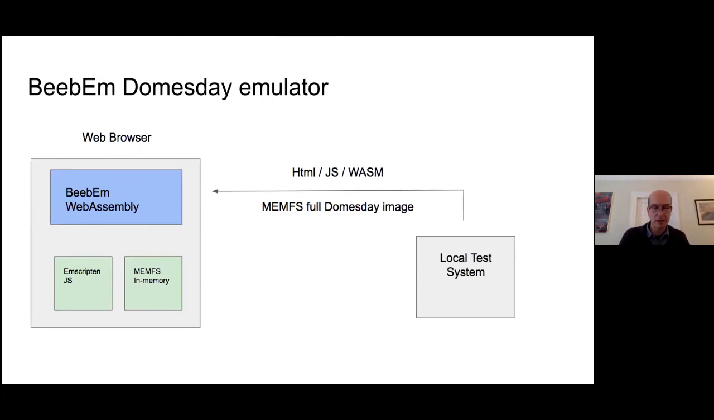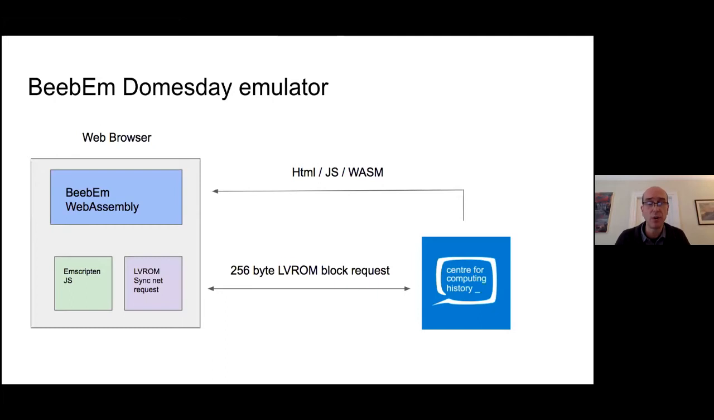So the process there was looking at the Emscripten library of how it did the file system mapping, and to essentially take that out and in its place put an LV-ROM call, again in JavaScript, that linked into the C code, so that when it said seek to this block and read these 256 bytes, we could then change that into a request that the Central Computing History servers could respond to and give back. And this allows you to split the two between what you need to experience Domesday through the browser to where the actual content is held and served from.